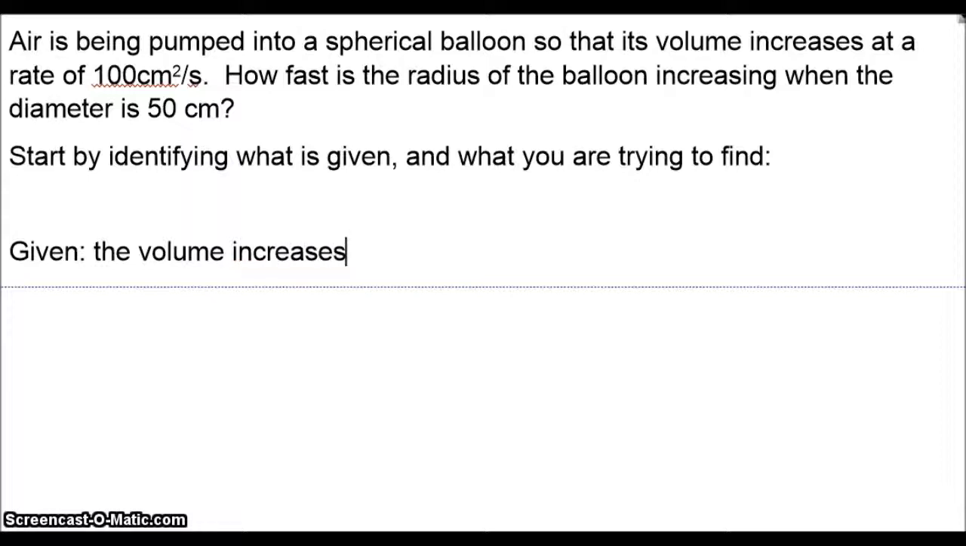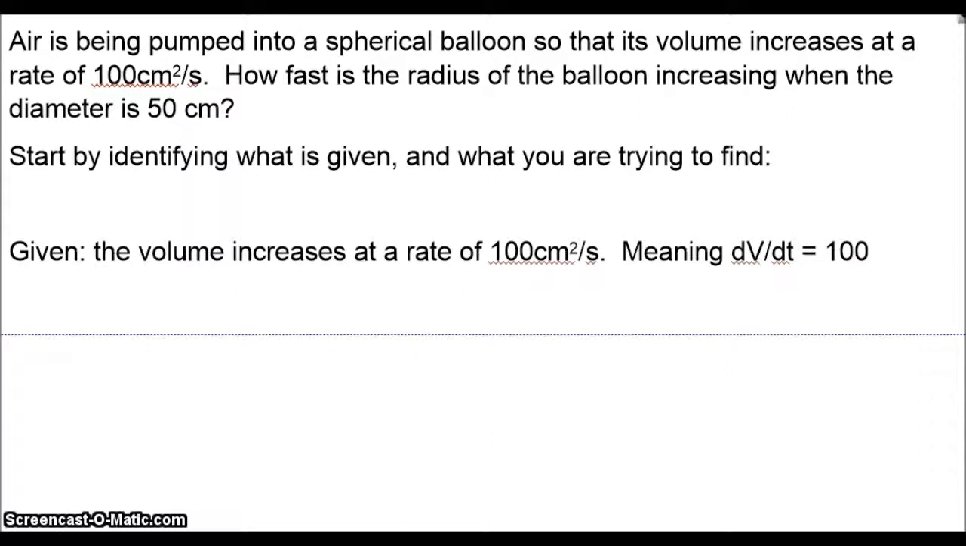We're given the rate the volume of the balloon is increasing, that being 100 centimeters cubed per second. Now that's a rate that should say to you, oh, derivative. So the derivative of volume with respect to time, dV/dt, is 100. I won't bother with units, we've already identified them.